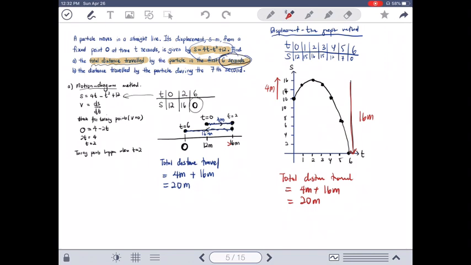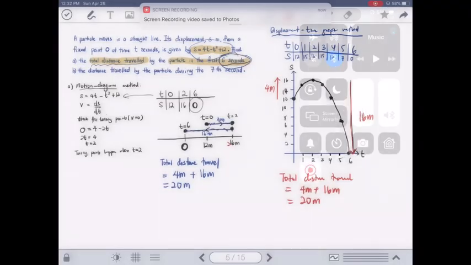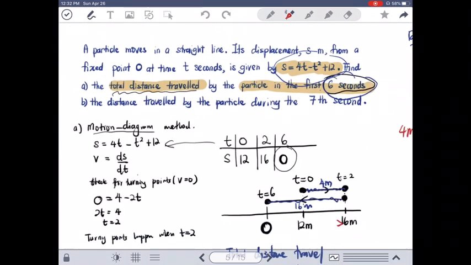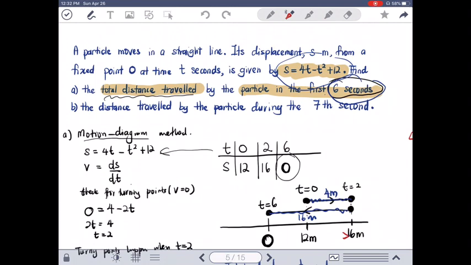So you can use any method that you prefer. Okay, now let us have a look at the second question, B. Find the distance traveled by the particle during the 7 seconds. So this question is different from what we have in A.